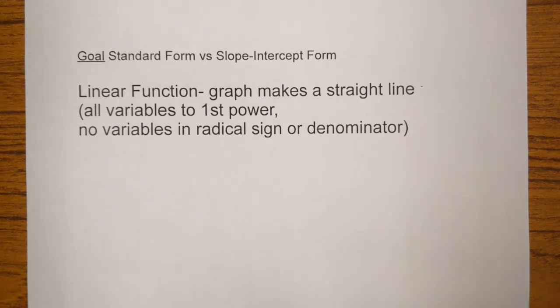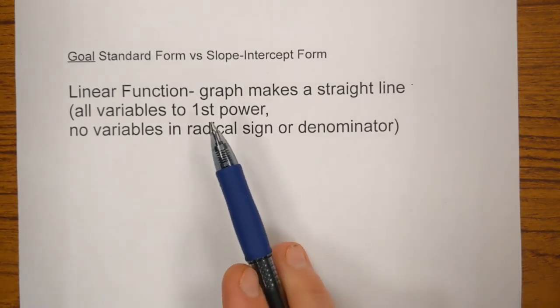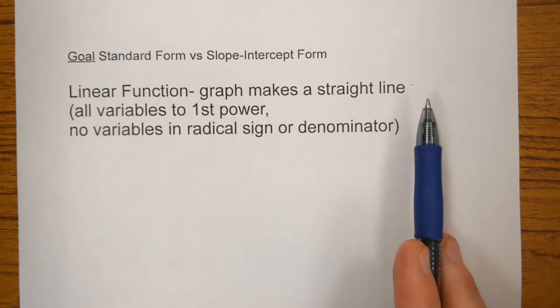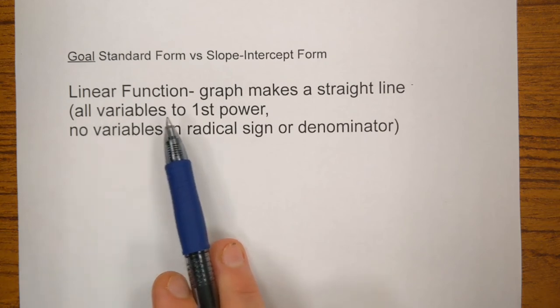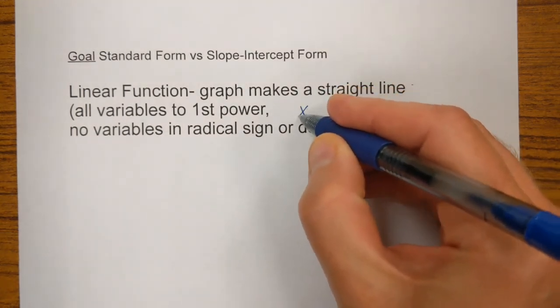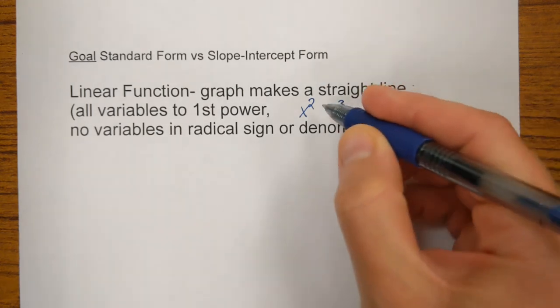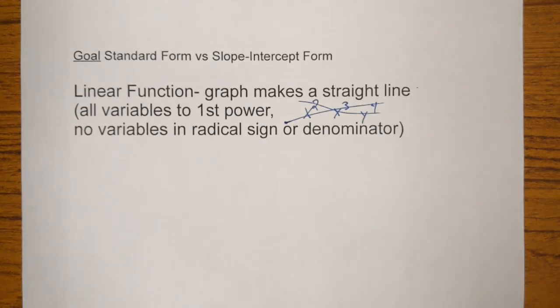So today we're really going to focus on how to graph lines. And here's the standard definition of a linear function. A function or an equation is linear if its graph makes a straight line. And here's the criteria: in a linear function, all of your variables are to the first power. So in other words, you can't have an x squared or an x to the third or a y to the fourth. If any of those happen, then it will no longer be linear.